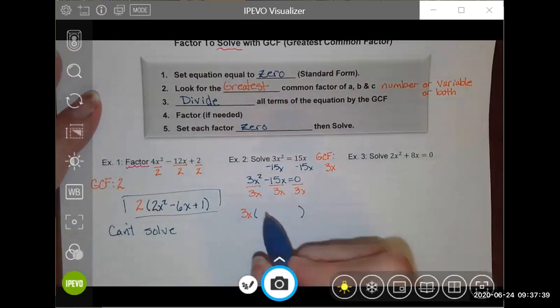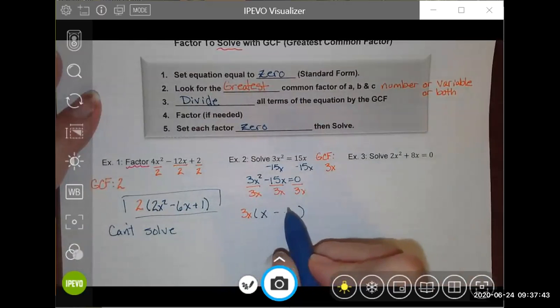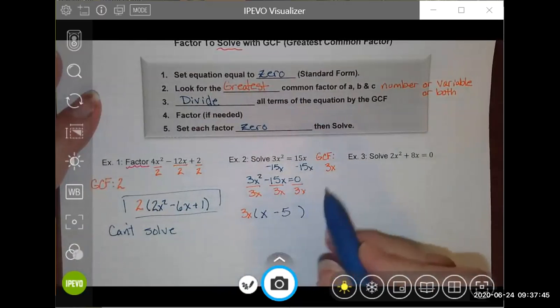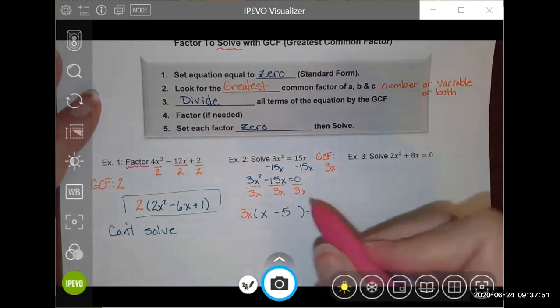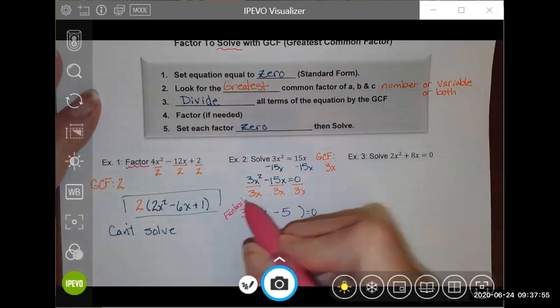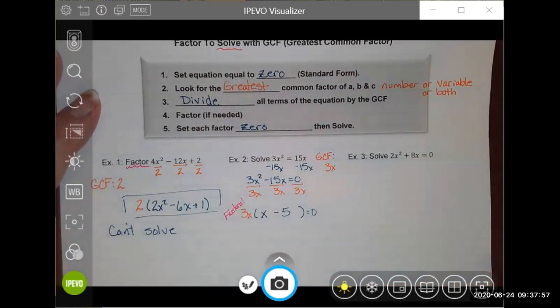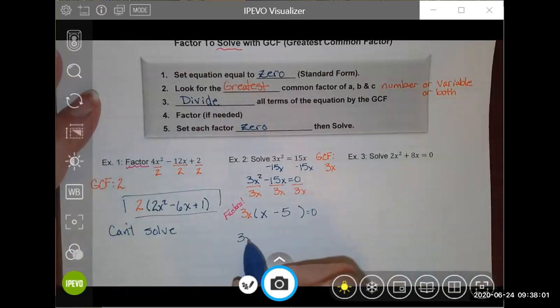3x squared divided by 3x is simply x. Negative 15x divided by 3x is negative 5. 0 divided by anything is just 0. From here, I have factors. But I haven't solved it yet. To solve, I'm going to need to do step 5, which is to set each one equal to 0 and solve what I call baby equations.